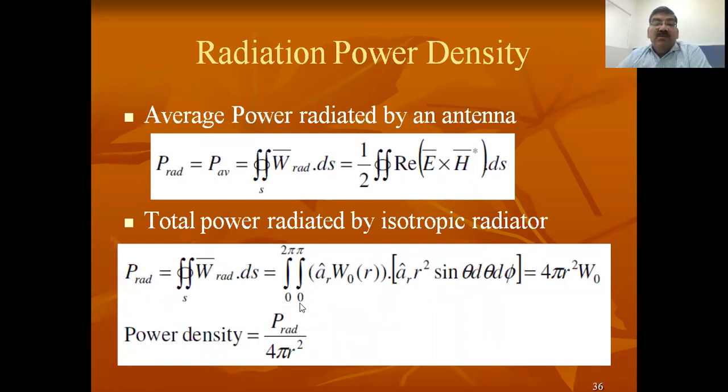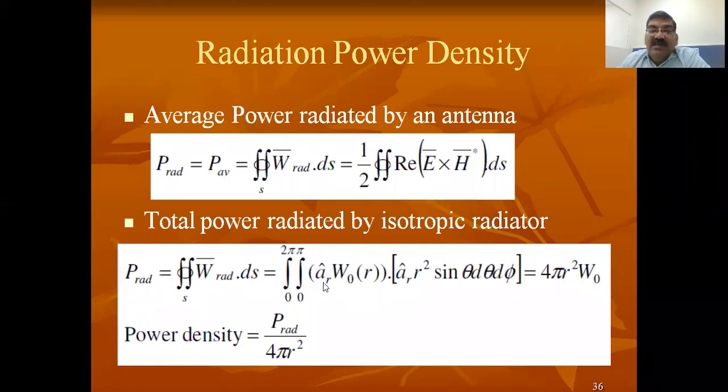The total power radiated by the isotropic radiator can be given using the same concept, now in integral form. Whatever the coordinate system concept is, we apply it here. If you remember what we discussed previously, otherwise refer to the video for the coordinate system. We take the surface integral from 0 to pi and 0 to 2 pi. Why 0 to pi? Because the maximum limit of theta is pi. Why 0 to 2 pi? Because the maximum limit of phi is 2 pi.